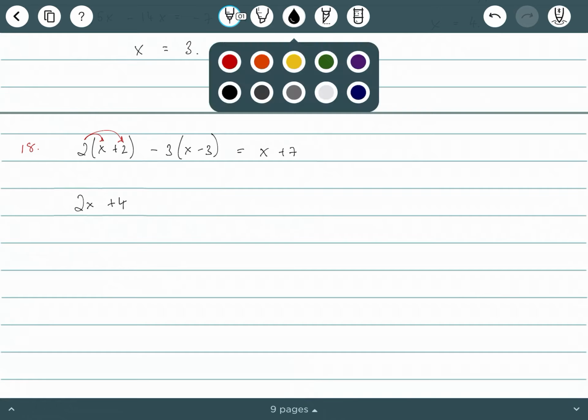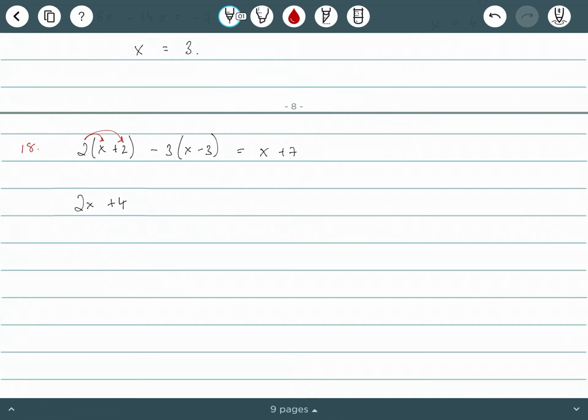Now, be careful of the sign, lads. Look at that. This is a minus 3. That minus has to be stuck with that 3. So it's going to be minus 3 by x, and it's going to be minus 3 by minus 3. So minus 3 by x is minus 3x. Minus by minus is a plus, and 3 by 3 is 9. Is equal to x plus 7.